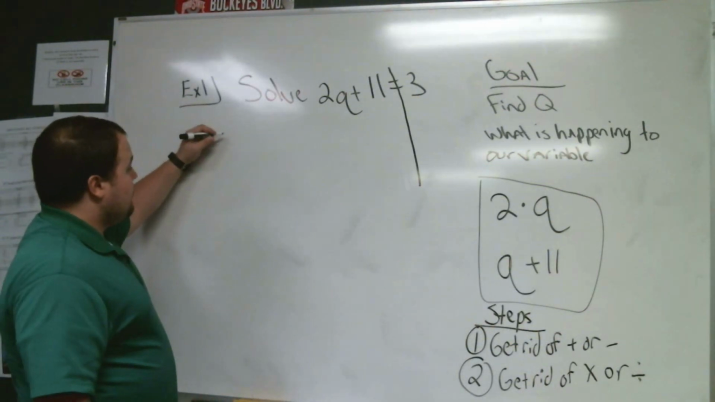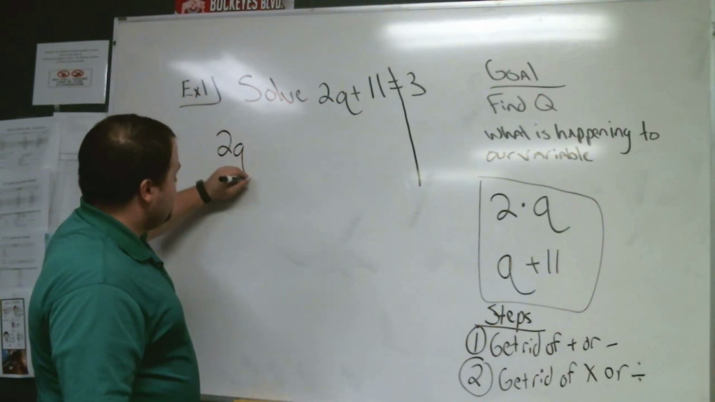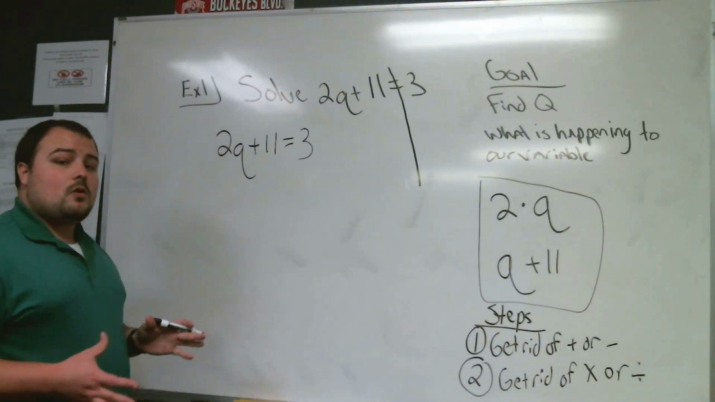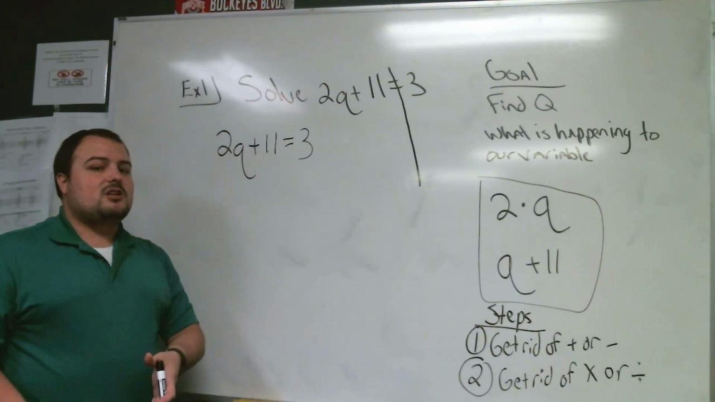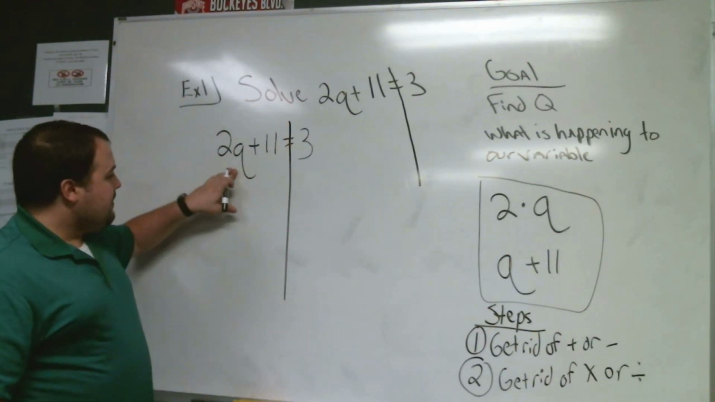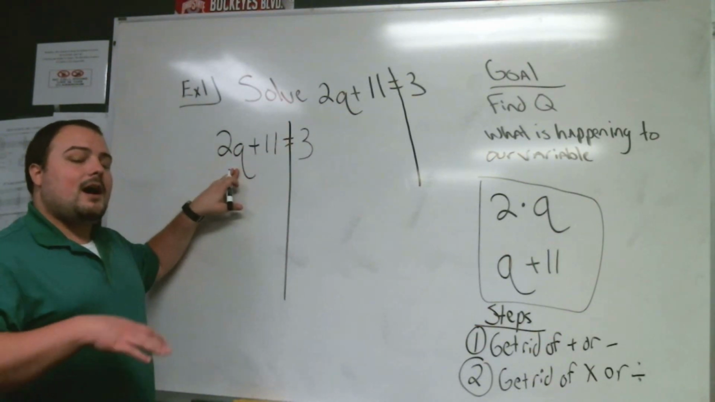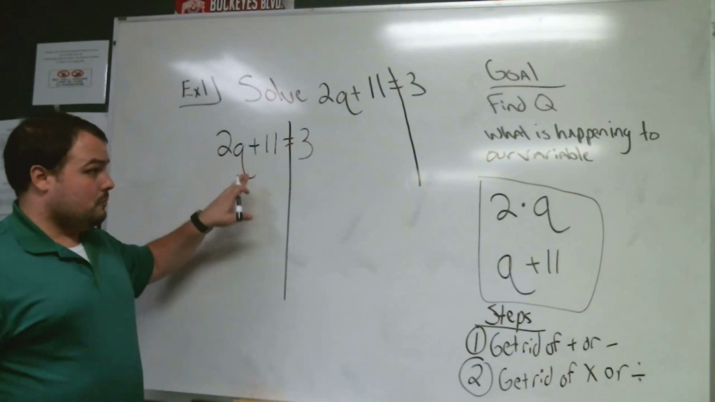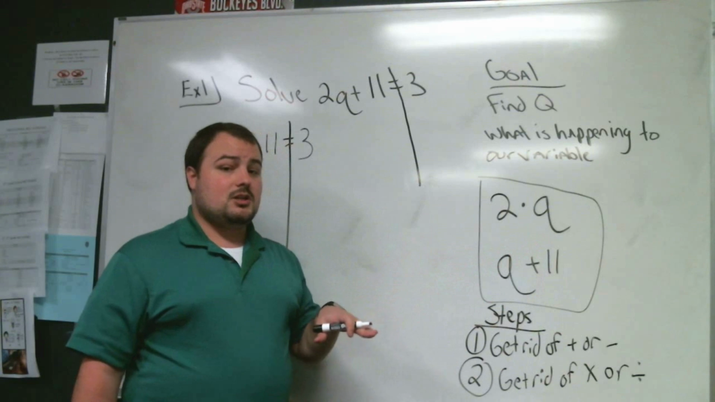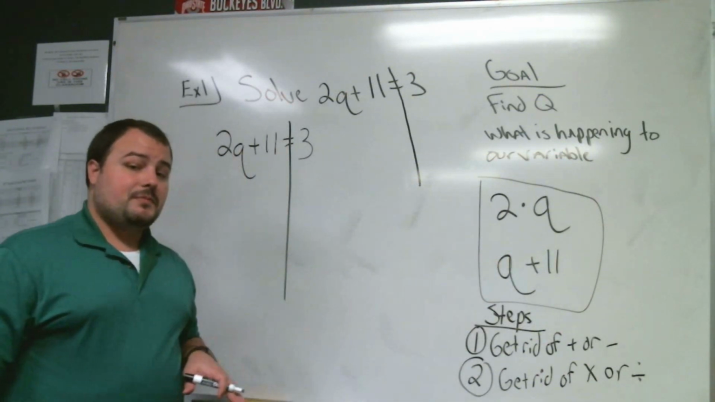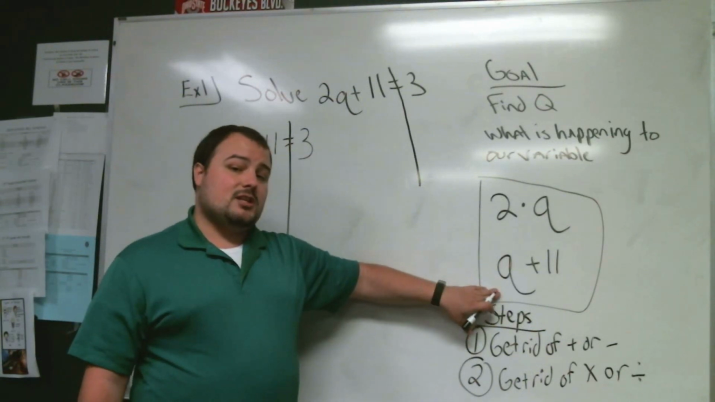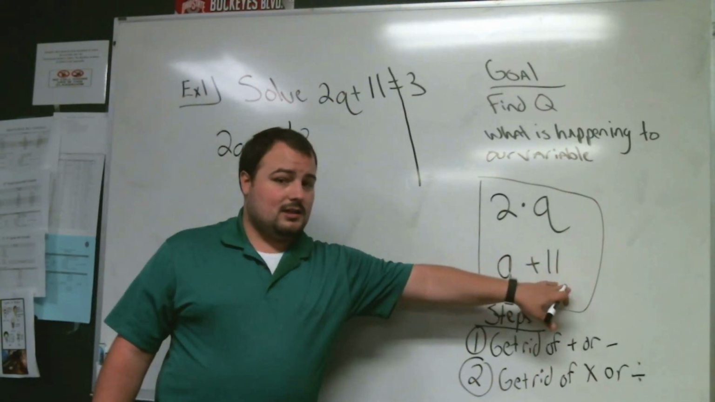So I'm going to go ahead and rewrite this problem. I have 2q plus 11 equals 3. My goal is to figure out q, so that means get q by itself. So I'm going to draw a line through my equal sign, and I'm going to say I want q by itself. I need to get rid of whatever's happening to q. So what's happening to our variable? Well, 2 is multiplying by q, and q is adding 11. Now, I suggest getting rid of adding or subtracting first. So I'm going to get rid of this part first, the adding 11.